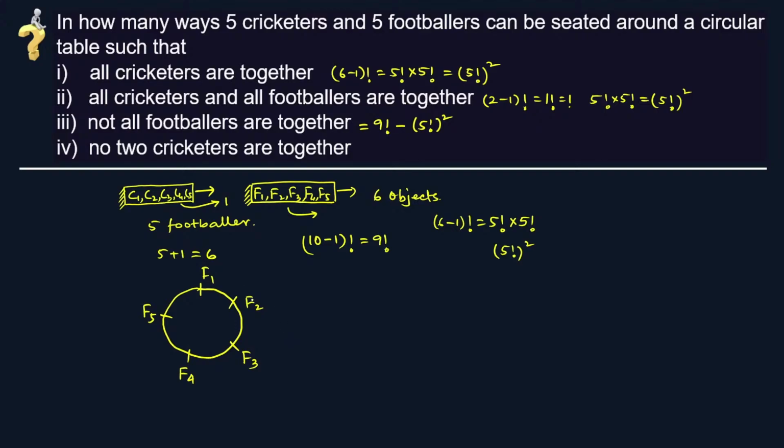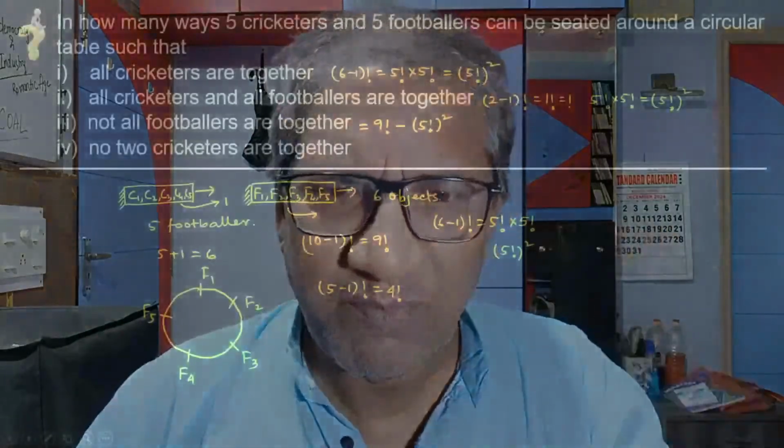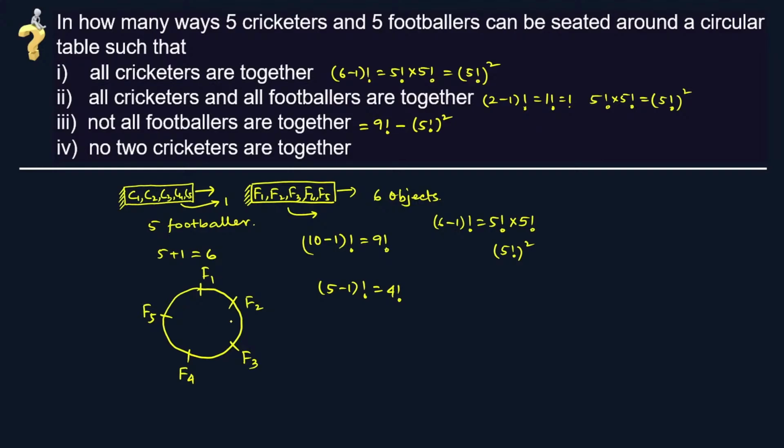So these 5 footballers can arrange among themselves in 5 minus 1 factorial, that is factorial 4 ways. Because when you are putting those footballers, there is no starting point. So it's a circular permutation. And in circular permutation, total 5 objects can be arranged around a circular table in 5 minus 1, that is factorial 4. Getting my point? So total number of ways these 5 footballers can be arranged are factorial 4 different ways.